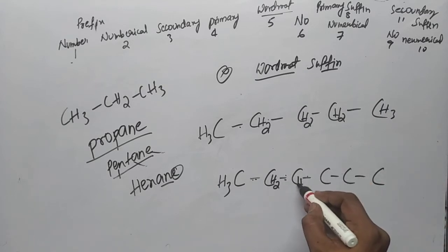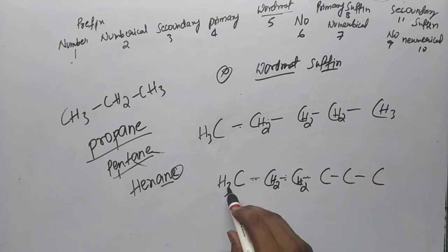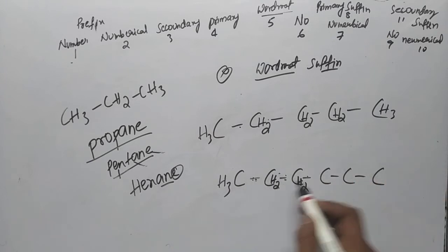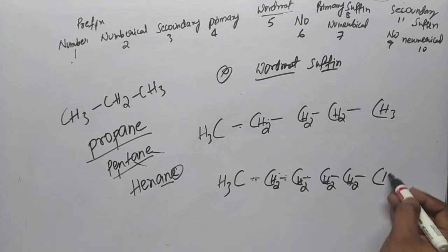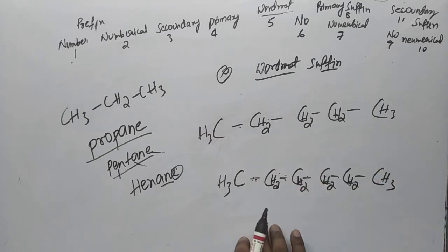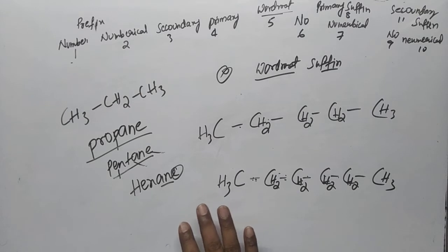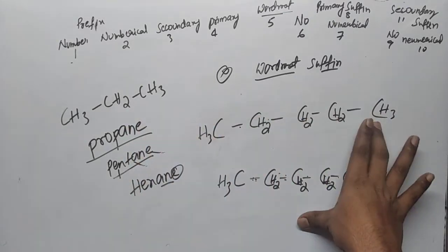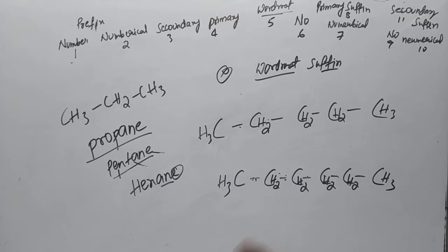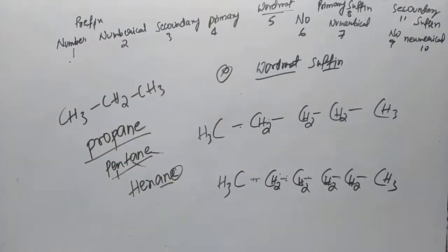Here there are 2 bonds, so 2 more hydrogens. The total should be 4, here 3 plus 1 makes 4. Here there are 2 bonds, so how many hydrogens? 2 hydrogens. Here 2 bonds, 2 hydrogens. Here 3 hydrogens. Okay, this is a simple way to write the nomenclature of carbon compounds, or to write a name for an organic compound. It is simple. Now I will be adding the secondary prefix.